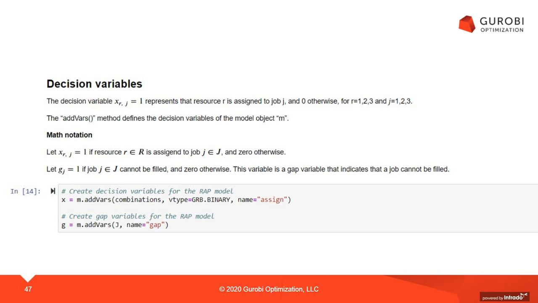But we also need to define another variable because of the budget. We know that we are not going to be able to satisfy all the jobs. So we define a new variable G, defined over all the jobs, that is going to capture a potential gap for each job. So if a job cannot be satisfied, then this G variable is going to be equal to 1. And that's what we are doing with this advanced method.